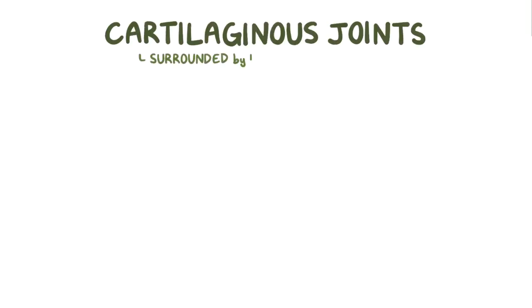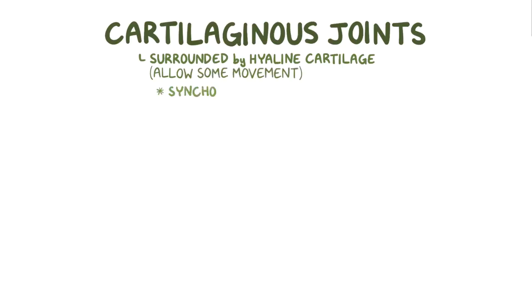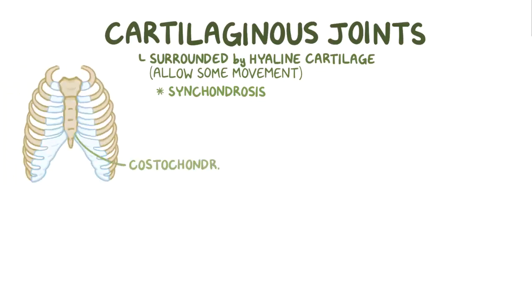Next are the cartilaginous joints, which are joints surrounded by hyaline cartilage which can stretch to allow some movement. One type of cartilaginous joint is a synchondrosis, and an example of a synchondrosis is the costochondral joint, where a bit of cartilage attaches the rib to the sternum. The elastic cartilage allows your chest to expand and relax, allowing air in and out when you're breathing.